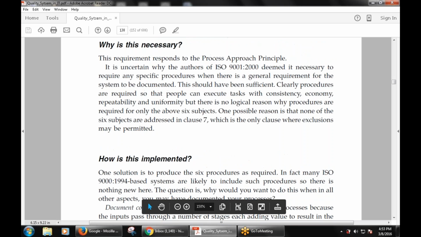What are the 6 subjects discussed in clause number 7? We have already discussed them. So why is it necessary? Because it is necessary to require a specific procedure that is carried out for the various activities, and there is a general requirement for the system to be documented. Whenever we need documentation, we need future records, policies and procedures that are implemented. So there is a specific procedure when there is a general requirement for the system to be documented.